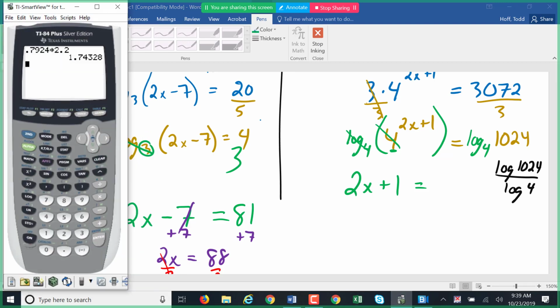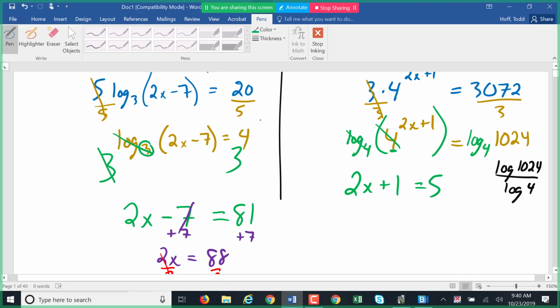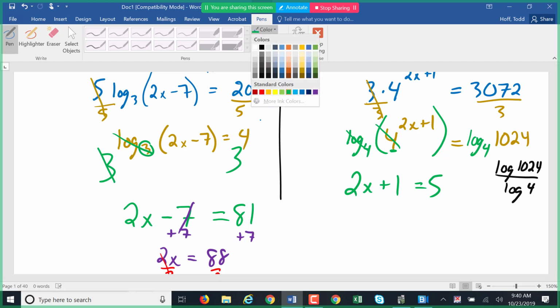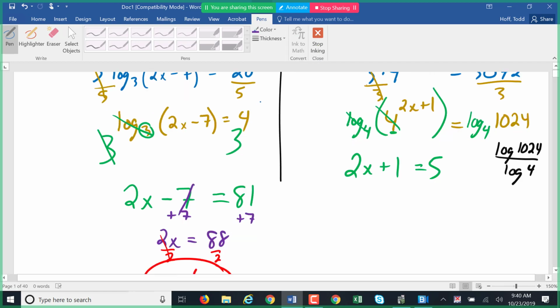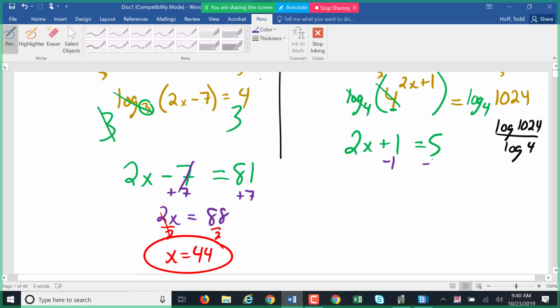So on our calculator, it doesn't matter whether you use log or ln as long as we use the same one both times. I'll use log 1,024, those parentheses, divided by log of 4, and it's 5. 4 to the power of 5 equals 1,024. So now that we have eliminated the exponential, we are back to a linear equation, and we just have to solve it by subtracting 1. 2x equals 4, and dividing by 2, sorry. Gives us x equals 2.